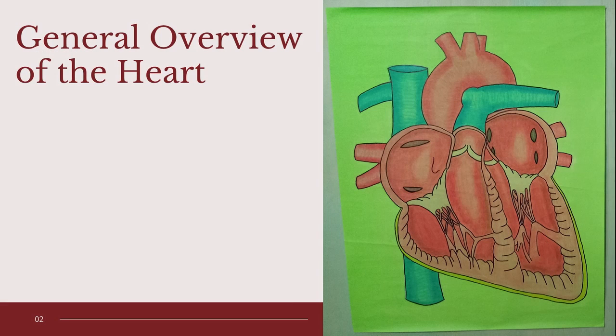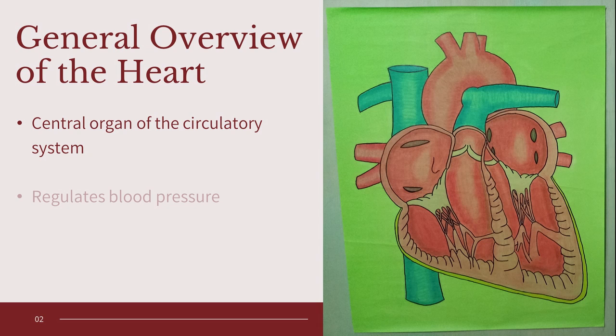Before we delve further into blood flow, we need to understand what the heart is all about and its major parts. In the general overview, the heart is the central organ of the circulatory system. The heart's pumping mechanism allows blood to flow to all parts of our body, thus distributing oxygen and other nutrients. Without the heart, blood will remain static and dysfunctional. The heart also regulates blood pressure.